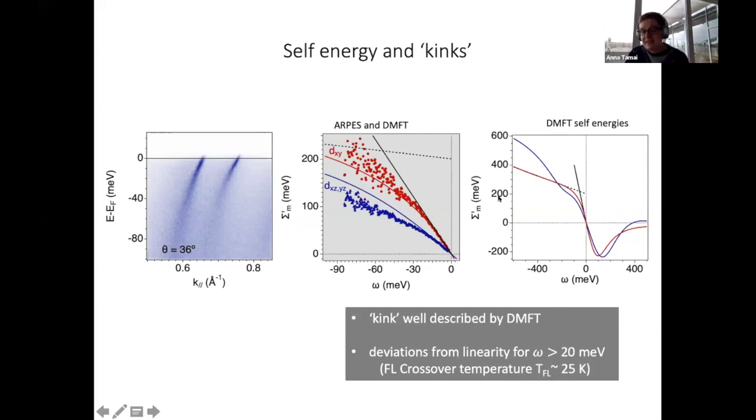There is indeed a crossover from a low frequency range where the self-energy is linear. It then bends, it changes slope, and it turns into a second regime, and at the DMFT level, this is interpreted as a crossover from a Fermi liquid at low temperature to an incoherent state at higher temperature. Indeed, in experiment, we see no deviation from linearity for frequency above 20 millielectron volts, which is at least consistent with the crossover temperature of 25 Kelvin for the Fermi liquid to non-Fermi liquid regime.